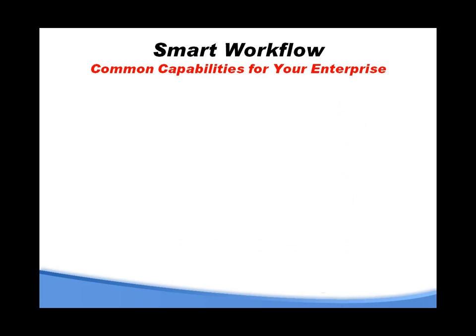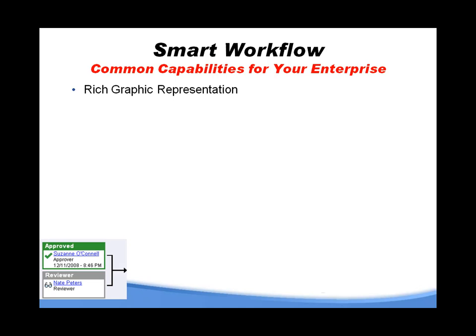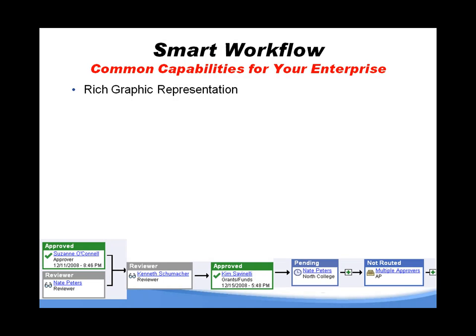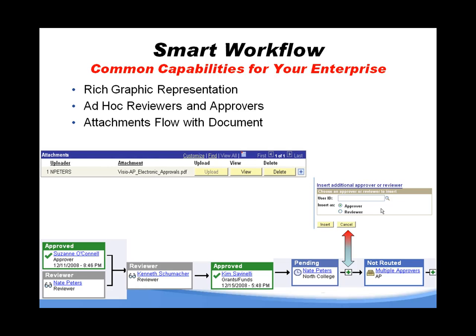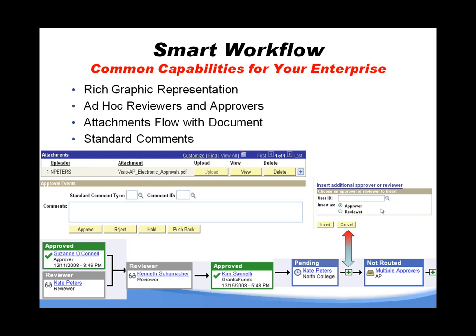Now let's take a look at some of Smart Workflow's capabilities in action. You get rich graphic representation of the approval path with the ability to add ad hoc reviewers and approvers. Those are people that are not assigned to the path automatically, but that need to approve a document. You also get attachments. This is standard for all documents within workflow. And you also get to use standard comments, so approvers don't have to type the same things over and over again into the comments.